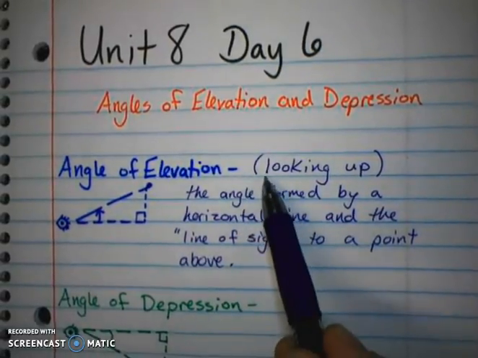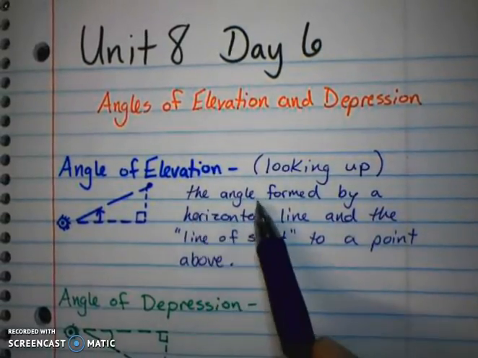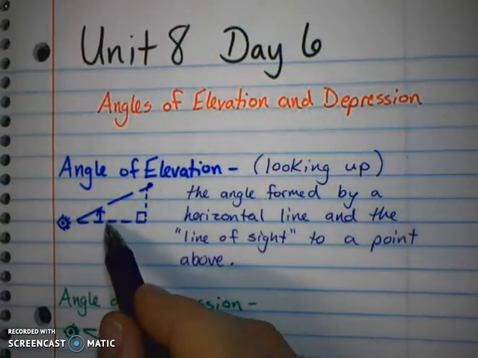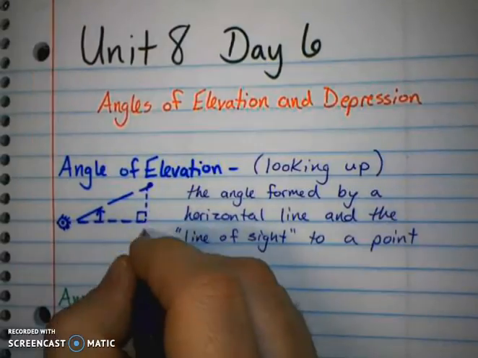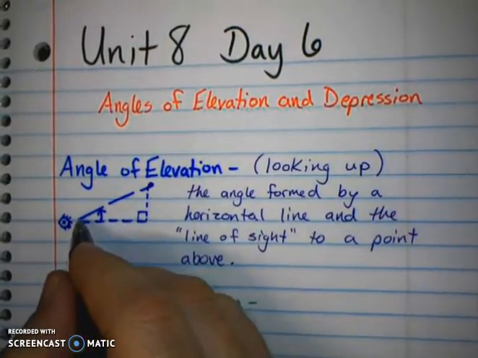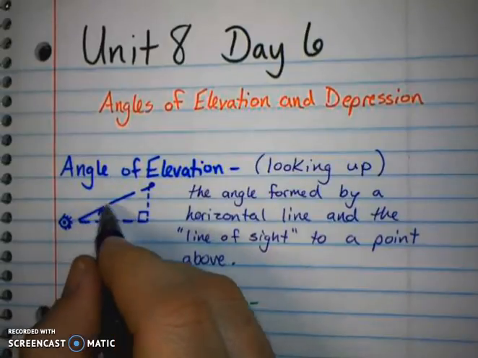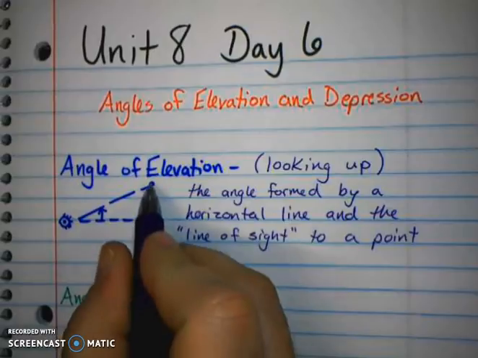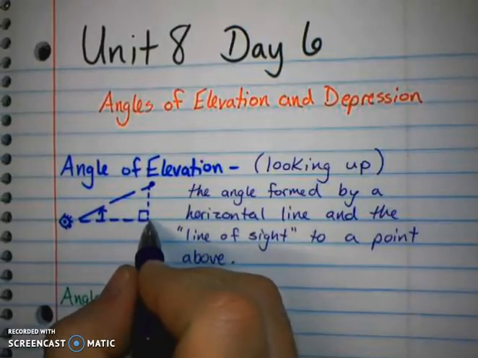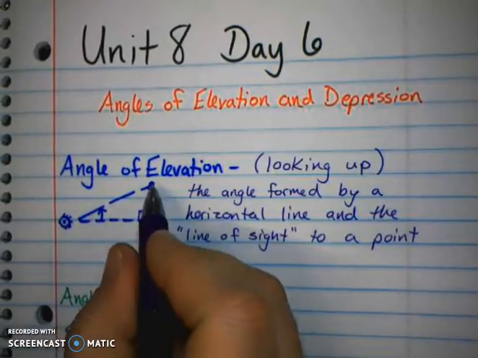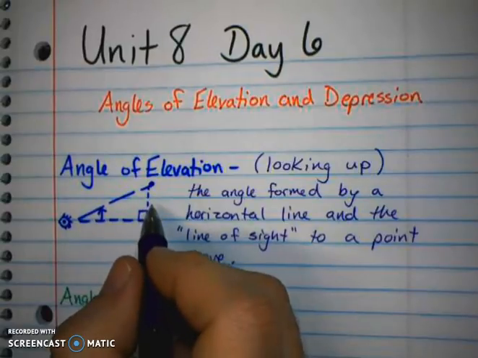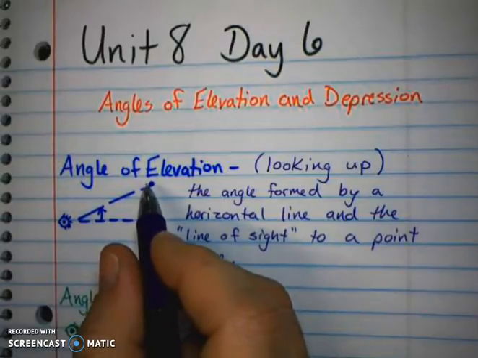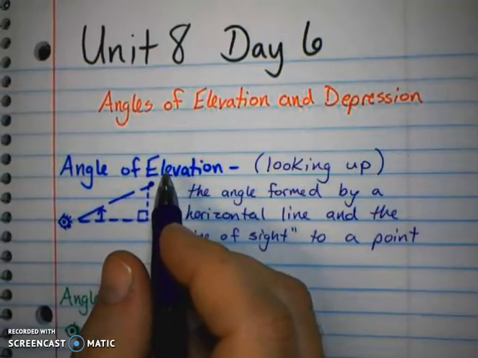Okay, an angle of elevation is formed by looking up, and it's the angle formed by a horizontal line and the line of sight to a point above that horizontal line. You'll notice that line of sight always represents the hypotenuse. The horizontal is one leg, and then that point directly above its spot on the horizontal creates this vertical line, which is our other leg. Anytime you look above that horizontal line of sight, you're forming an angle of elevation.